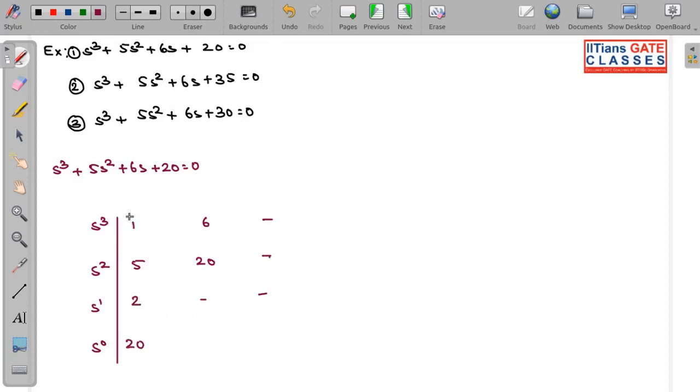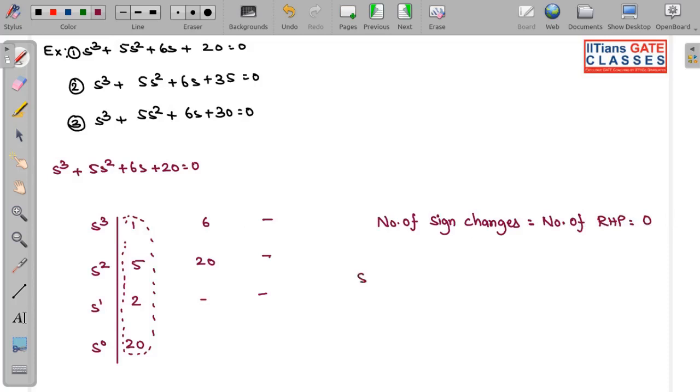Now see the first column. Is there any sign change in the first column? You can see there is no sign change. The number of sign changes indicates the number of right half poles, so that is equal to 0. So the number of sign changes is equal to the number of right half poles, which is 0. So this system is stable. Stable system.